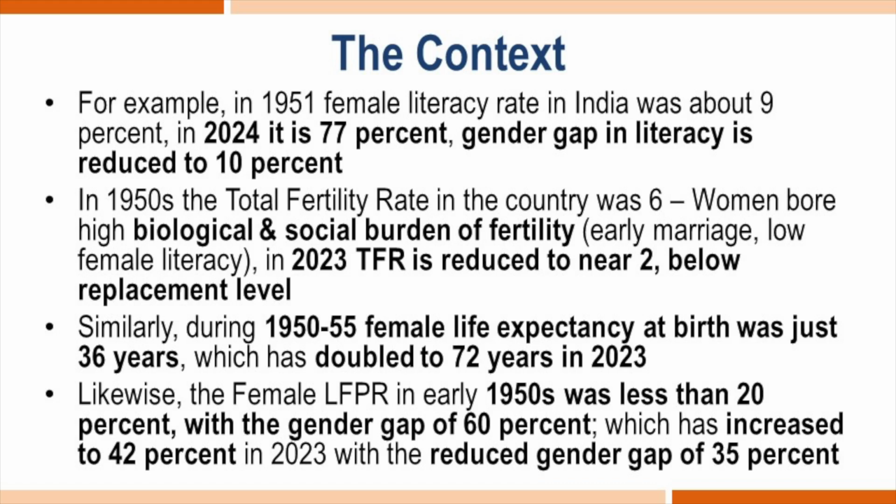Similarly, during 1950-55, female life expectancy at birth was just 36 years in India, which has doubled to 72 years in 2023. Likewise, the female labor force participation rate in the early 1950s was less than 20%, with a gender gap of 60%, which has increased to 42% in 2023 with a reduced gender gap of about 30%.